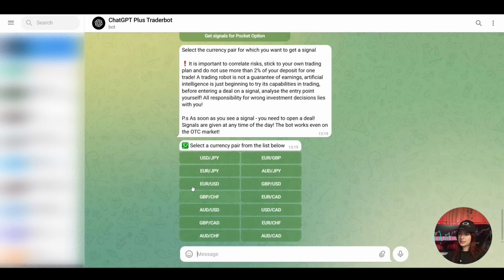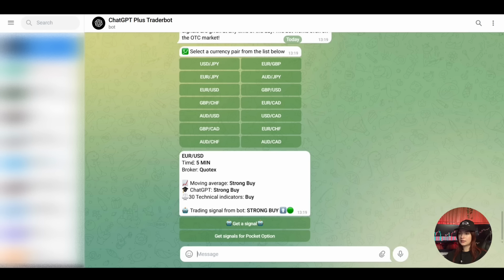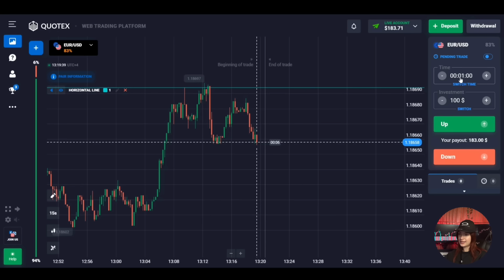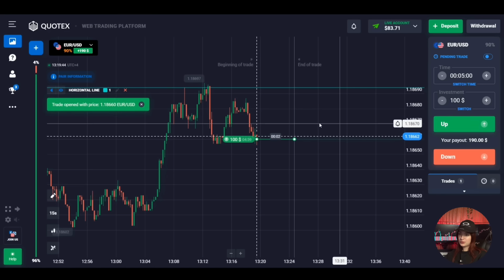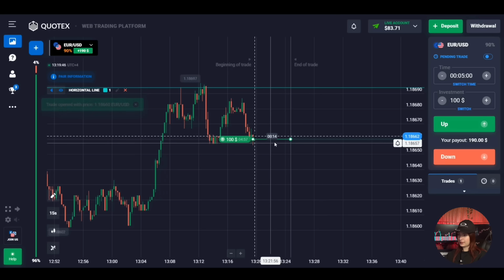After that, the bot sends us a list of currency pairs to choose from. We find the currency pair we need and click on it. And here the bot offers us to open a deal for 5 minutes to buy. Okay, I switched to the Quotex platform, guys, set the time to 5 minutes and press the green button. Thus, the bot assumes that an upward movement is expected in the near future.